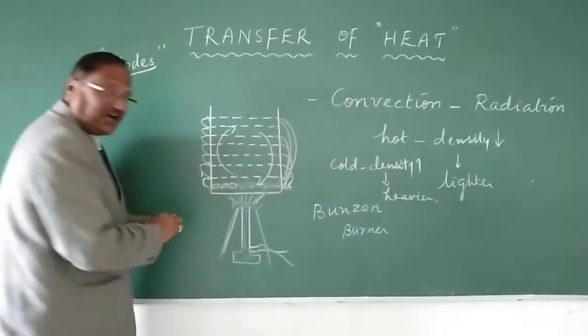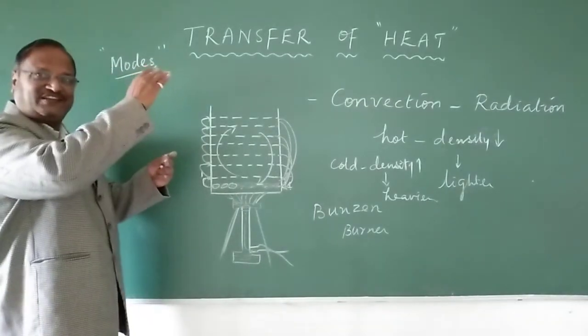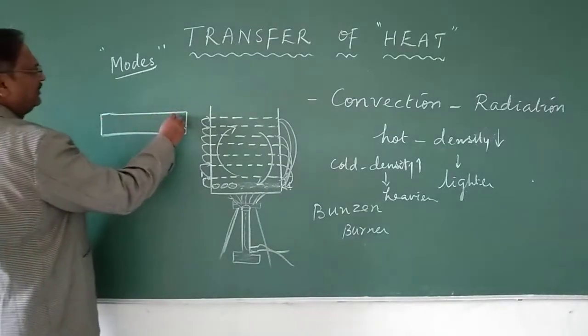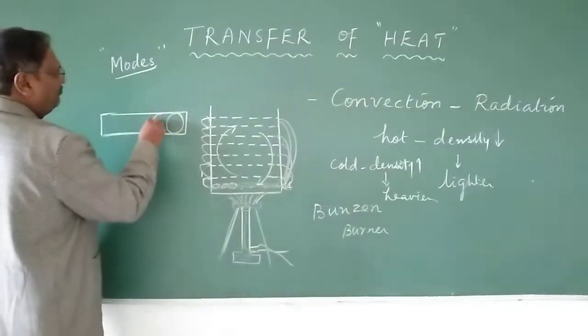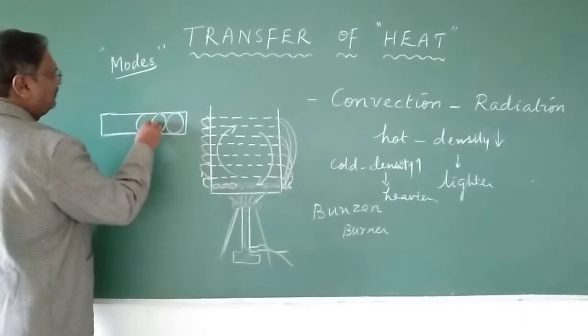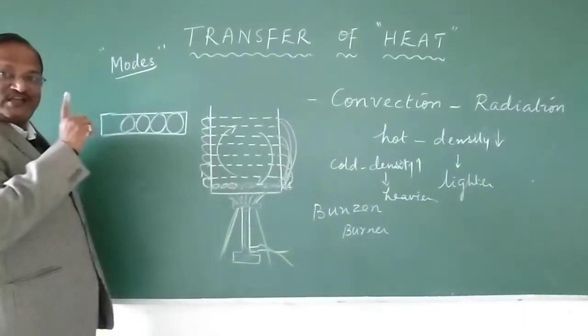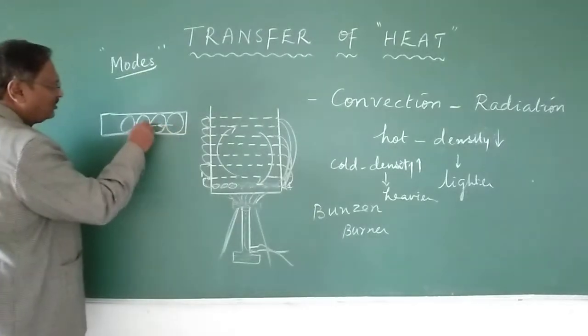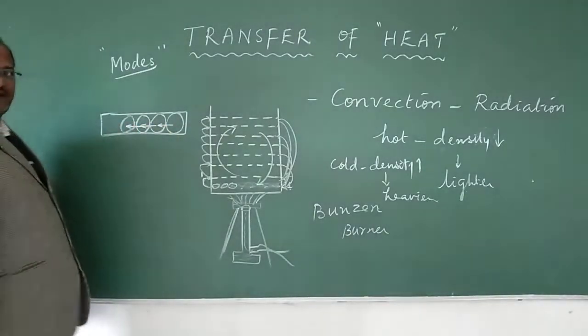In conduction, what has happened? We took a metal, iron. Iron atoms are there. Does the atom move? The atom does not move. Only the heat is transferred from one atom to another.